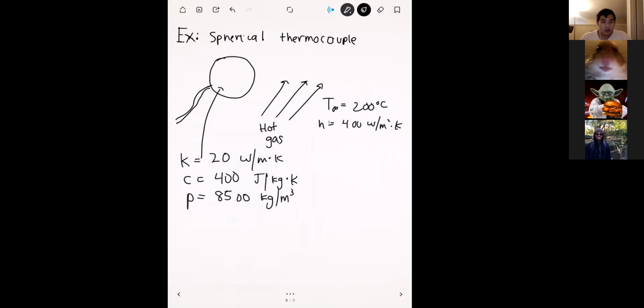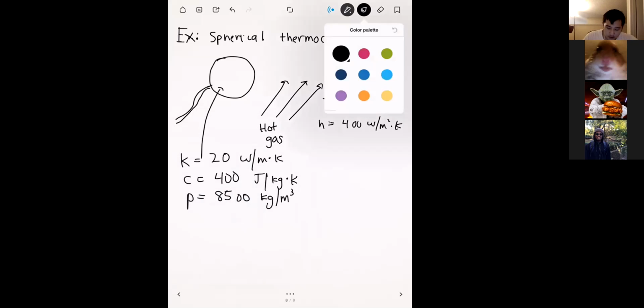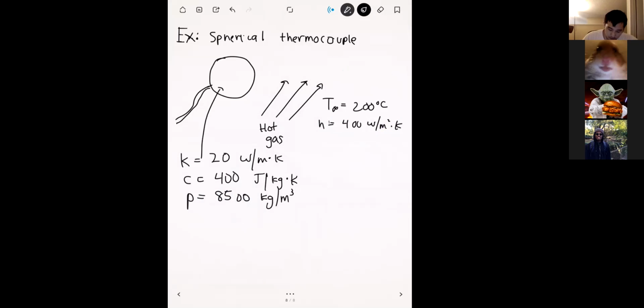All right. In this problem, we're designing this thermocouple, and the first thing we want to find out is: what diameter can we choose for this thermocouple to achieve a time constant of 1 second?